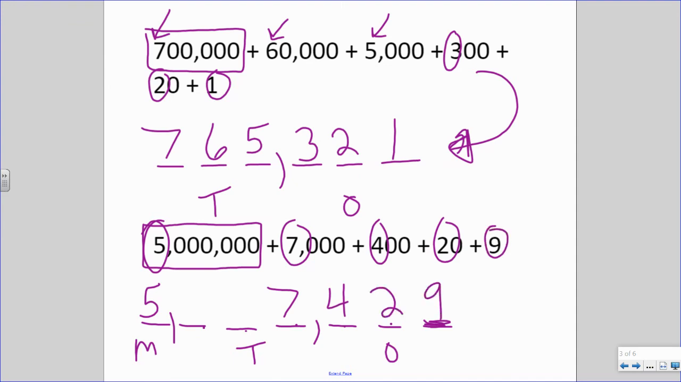And you'll notice we have some empty spaces. We know the rule: zeros fill empty spaces. So we end up with 5,007,429.